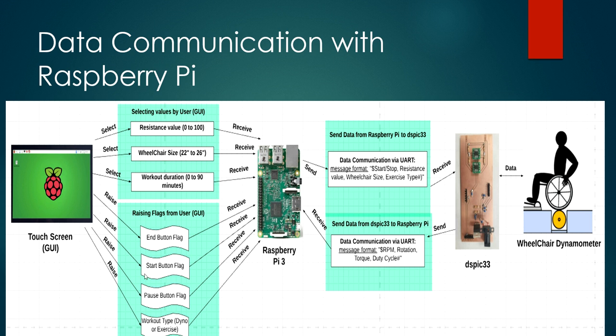Over here we have several flags. Those represent the buttons on the touchscreen. So whenever the user presses on several buttons and selects different values on the touchscreen, a certain flag will be raised and then sent to the Raspberry Pi. And based on that, the Raspberry Pi will send different data packets to the dsPIC33.